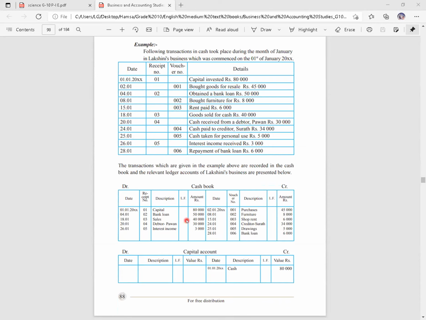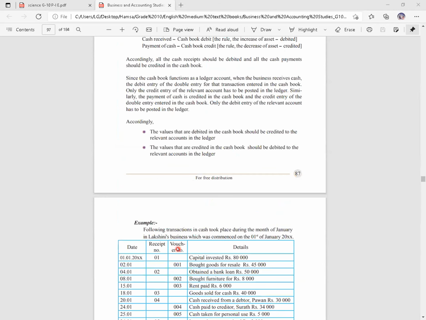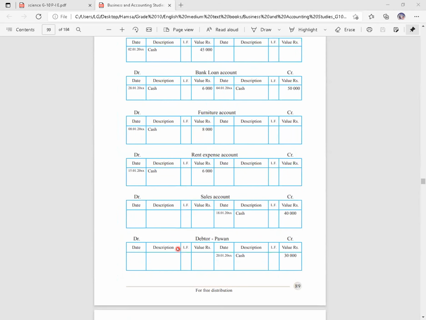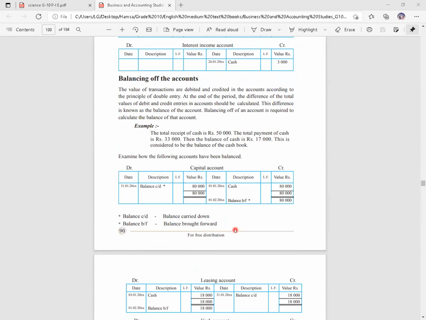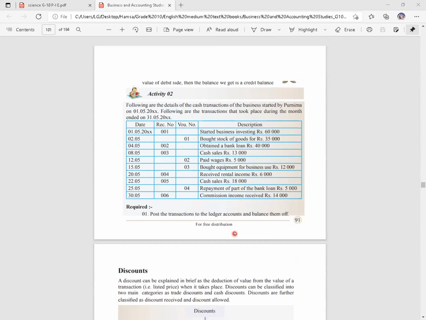Whatever said is like this. Capital account 80,000 debited in the cash book means it should be credited in the capital account, right? So bank loan debited 50,000 in the cash book. So in the ledger, bank loan account credit 50,000. This one we have already learned, right? We are just looking at the theory only here. Balancing off also you know, right? So no need to look at that.